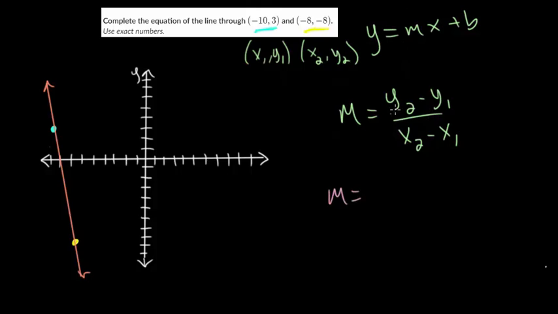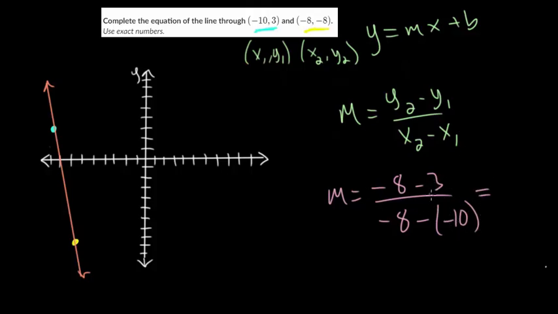And so at this point, you just plug right into the formula. So we have y2 minus y1. So we have this minus 8 minus 3. So minus 8 minus 3 divided by x2 minus x1. x2 is minus 8. And we subtract x1, but x1 is minus 10. So be careful with your signs here. It's always helpful to put it in parentheses.